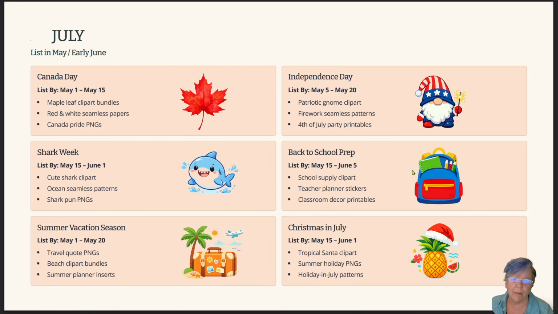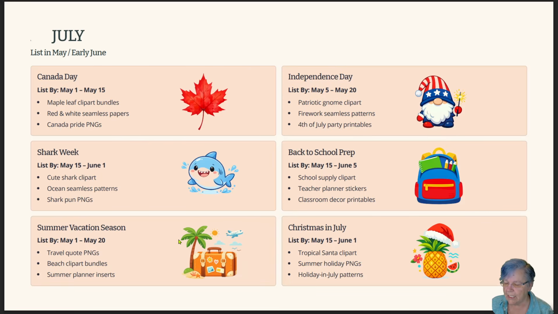Back to school prep already, right? We haven't even gotten out of school for this season, for the year, and we're already looking at creating back to school designs here in July. Shark Week is always a fun one, and you can do clip art, seamless patterns, shark t-shirt designs, things like that. Summer vacation season.